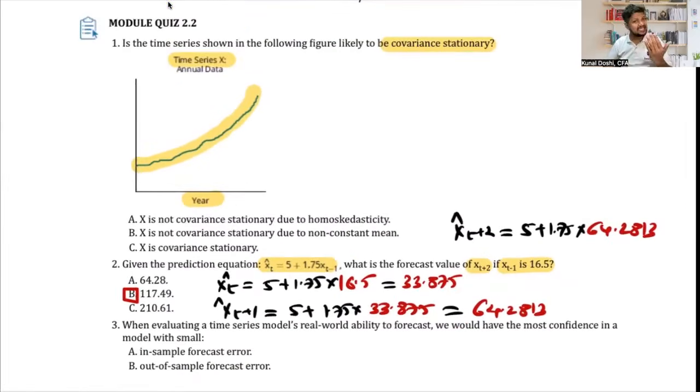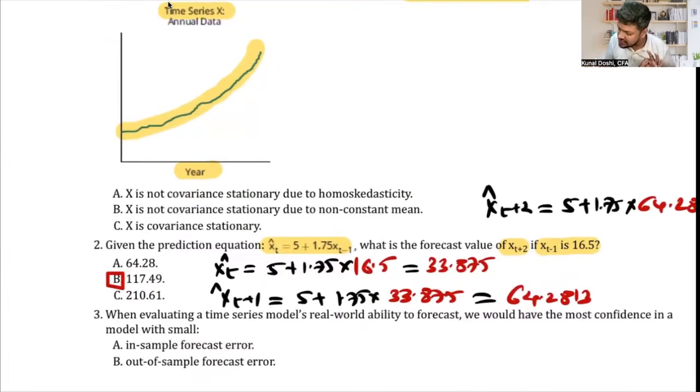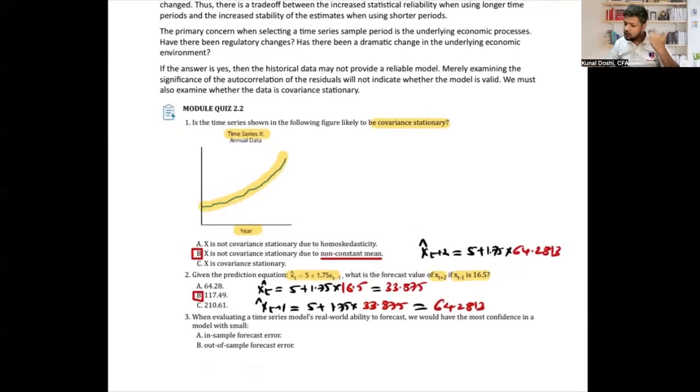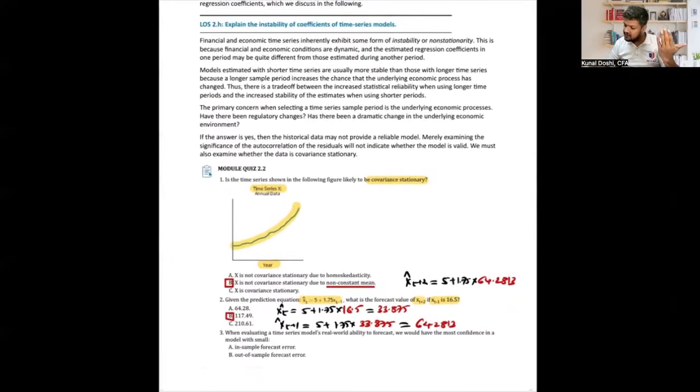Due to homoskedasticity? No, covariance stationarity is due to mean, variance, and covariance. So first of all, it is not covariance stationary, and the answer is due to non-constant mean. The mean is increasing. Understood, everyone? Clear? Right? How to use the AR model? Everyone till this point?